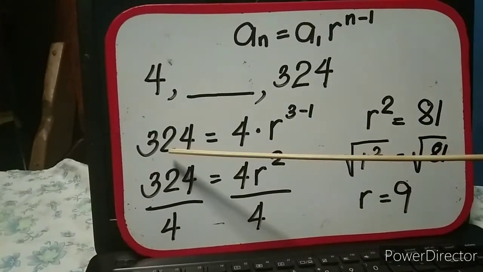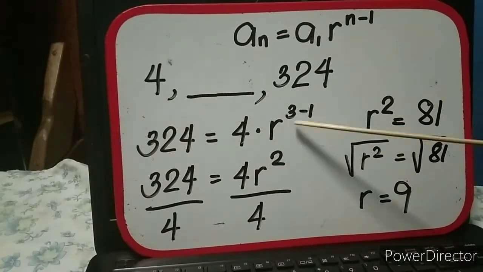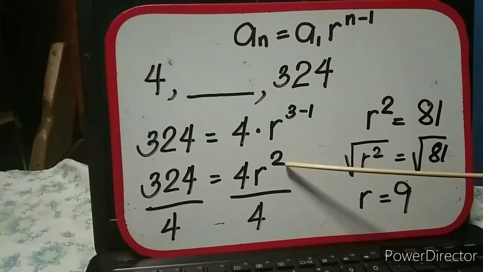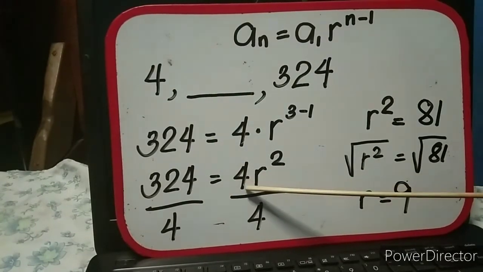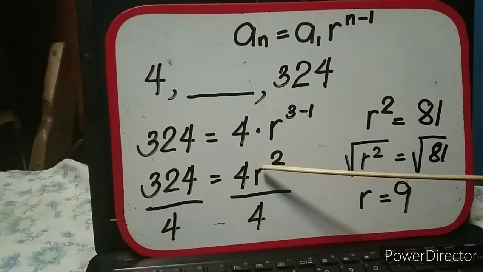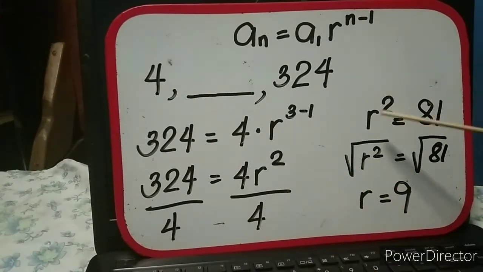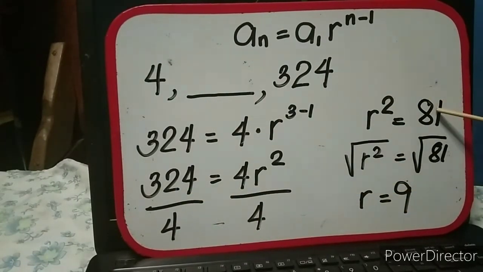Okay, so we have to copy 324 is equal to 4, just copy 4, r. 3 minus 1 is 2. And to solve for r, we will eliminate 4 by dividing both sides of the equation by 4. Okay, so 4r squared divided by 4, it will become r squared is equal to 324 divided by 4, that is 81. To solve for r and to remove the exponent 2 in the variable r, we need to extract the roots.